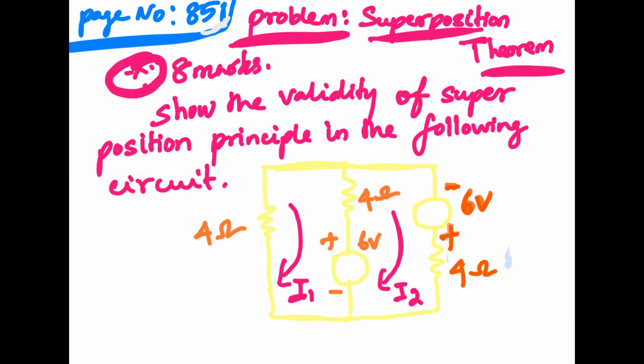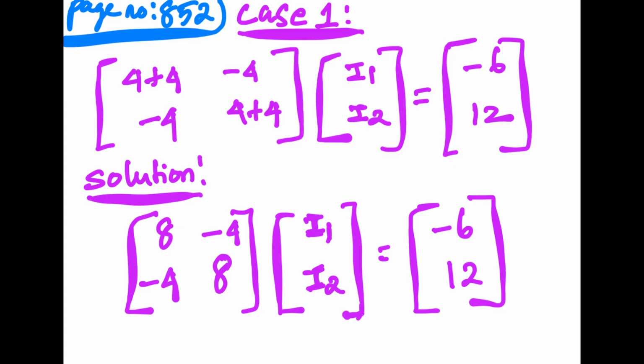Form the mesh matrix using the mesh current analysis method. First put mesh 1 and mesh 2. Mesh 1 contains 4 and 4 ohm resistors, so 4 plus 4. Mesh 2 contains 4 plus 4, so the corner of the matrix is 4 plus 4. The common element between mesh 1 and mesh 2 is 4 ohm, so minus 4. The common element for mesh 2 and mesh 1 is also minus 4.